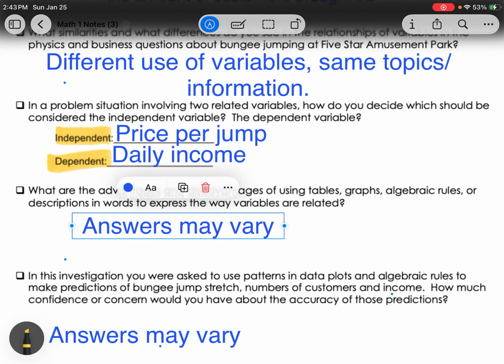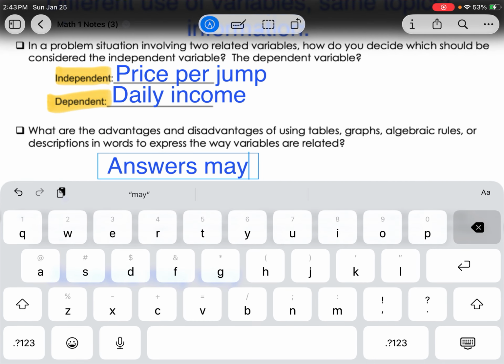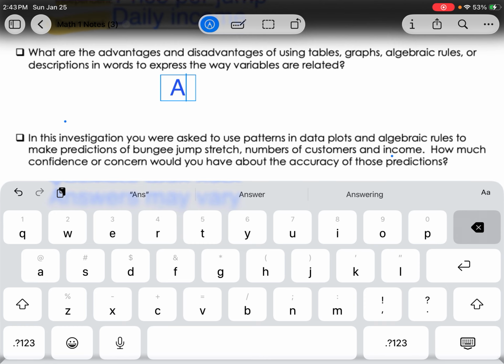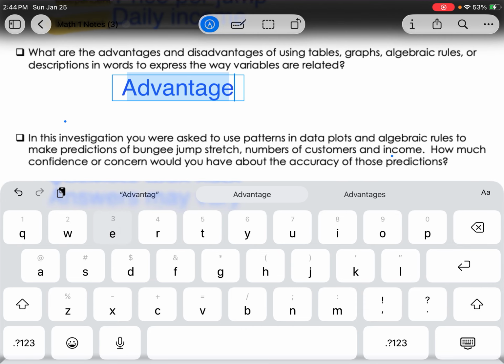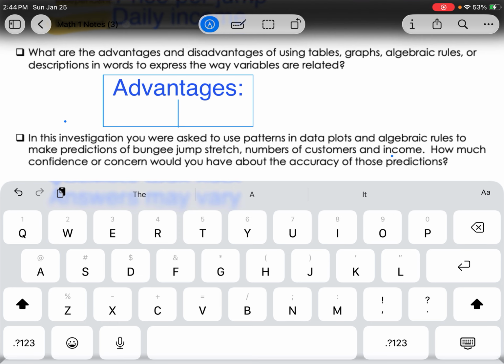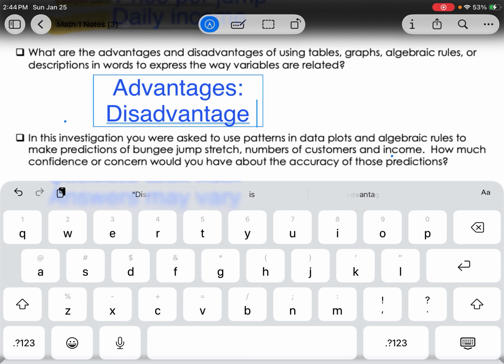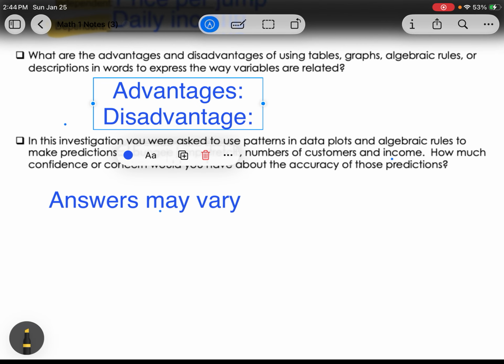To express what the variables are representing. So if you're like, I don't even know where to start with this, I got you. I was just writing down advantages and then disadvantages. And just write out some things that you feel.